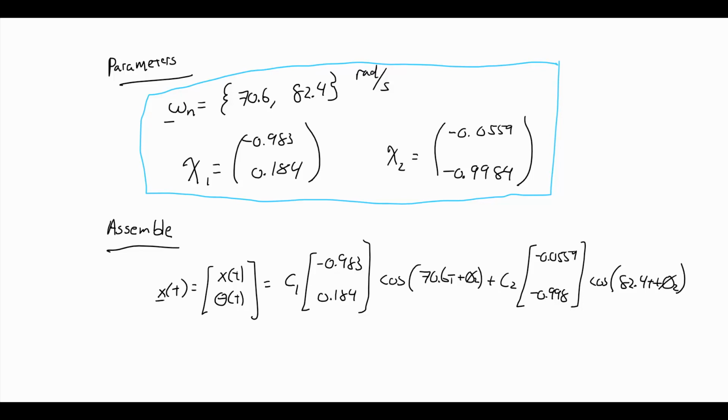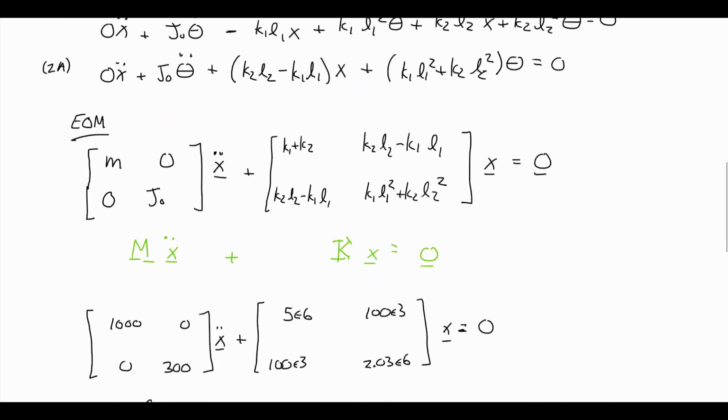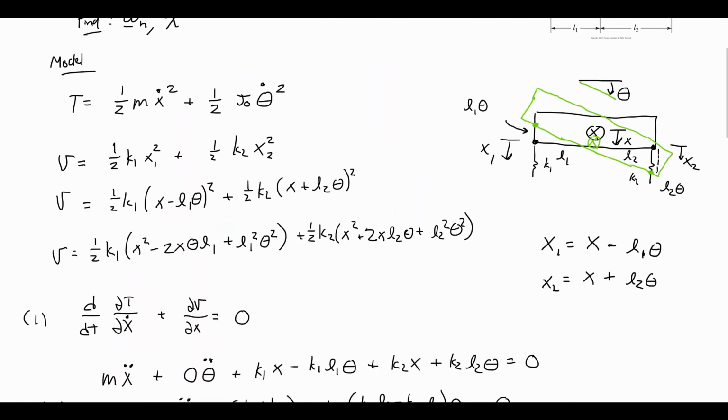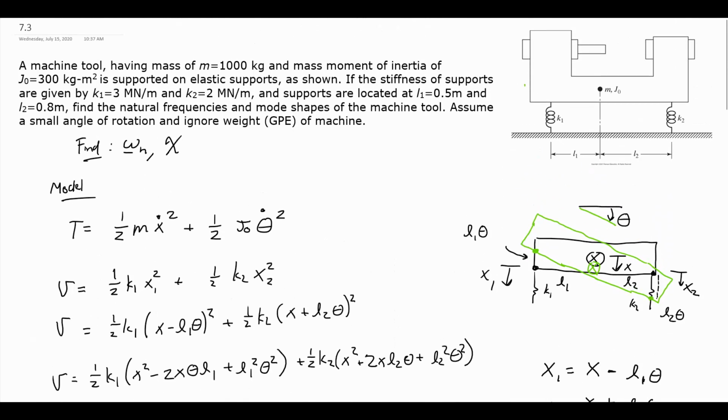If we knew our four initial conditions, we could find the c's and the phi's, but for this problem, we were just asked to find the natural frequencies and the mode shapes. Again, I'll note, I made that choice in the modeling step to have my chosen independent degrees of freedom be x and theta, the vertical translation of the center of mass, and then the angle that it makes. So everything was converted into x and theta in my potential energy expression.